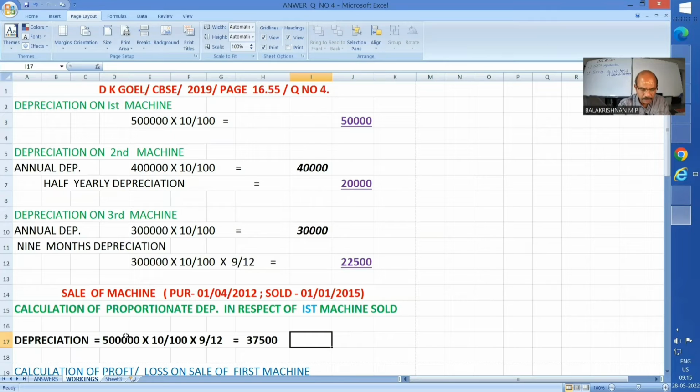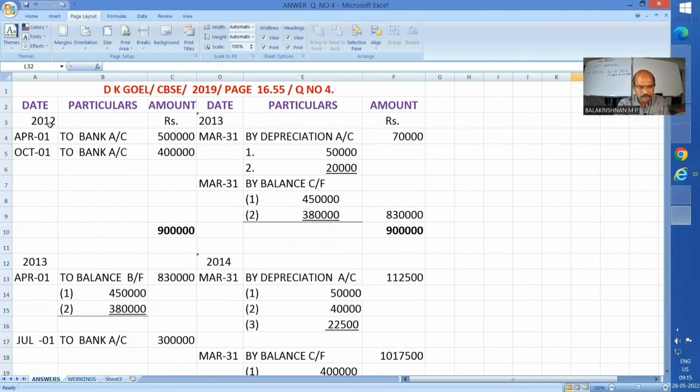Okay, fine. Let us first account for the first year. 2012, April 1 to bank 5 lakhs. Chronologically, you should proceed. Okay, next event happened on October 1, yet another purchase to bank 4 lakhs. Now, year-end depreciation. By depreciation, I find first machine 50,000 and second machine 20,000.